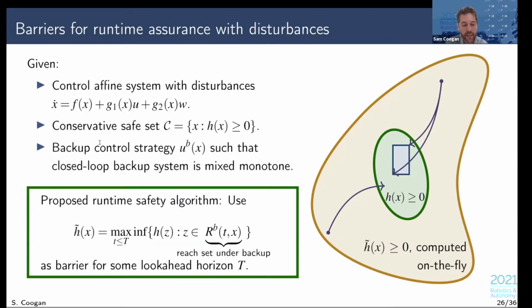What we have to do is look at our best case in time, worst case in reachable points evaluation of this green region over the reachable set, which in this case is shown as a rectangle. So we can write this in this compact formula here, where we define a function H tilde, which is the maximum over some time horizon capital T of the infimum of this conservative function h evaluated over all points in the backup reachable set for the system.